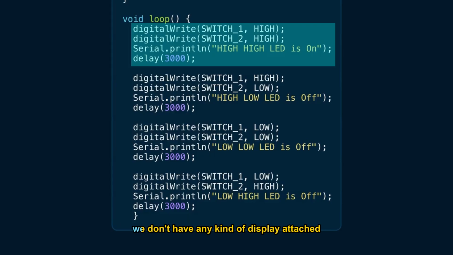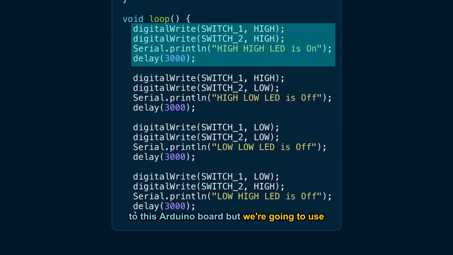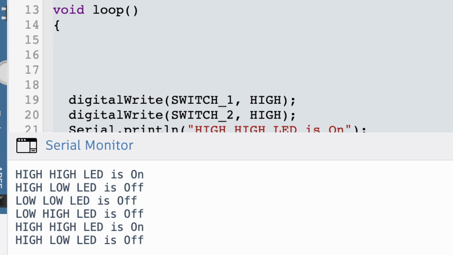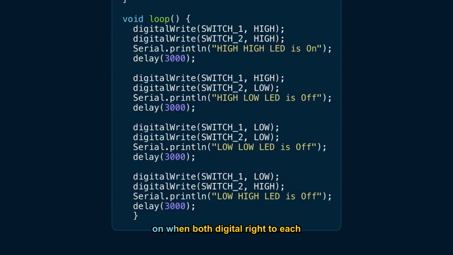through, we don't have any kind of display attached to this Arduino board, but we'll use the serial monitor in Tinkercad to display the print messages. The LED only comes on when both digital writes to each switch are high. High means on. Digital write high low, digital write low low, digital write low high. The LED does not light.